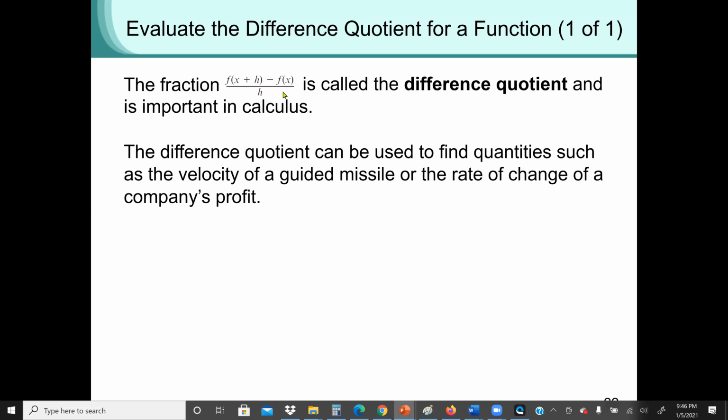But again, the main goal is finding the derivative of a function. We can use this formula, so it's a very important formula in calculus. Now, the difference quotient can be used to find a quantity such as the velocity of a guided missile or the rate of change of a company's profit.